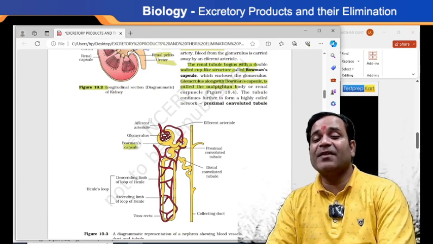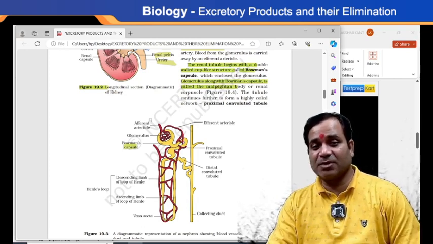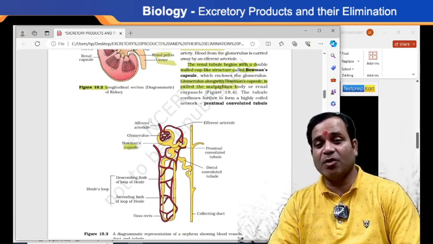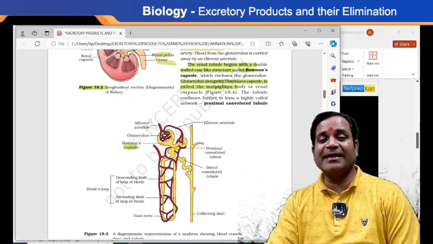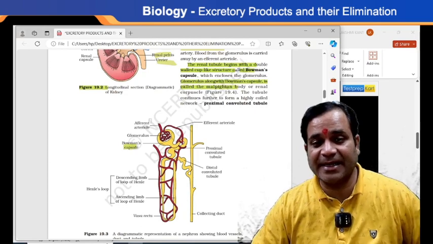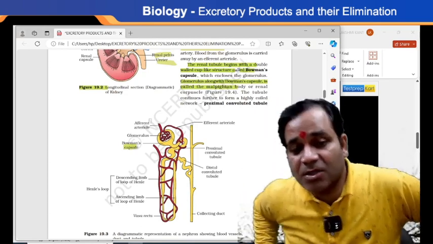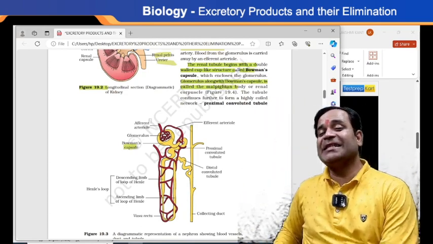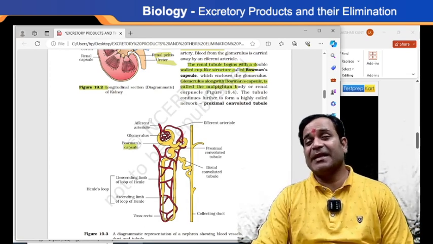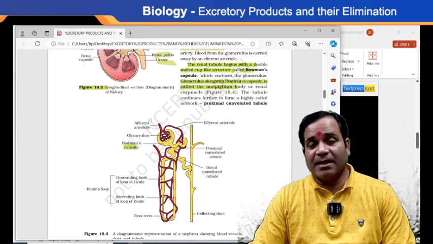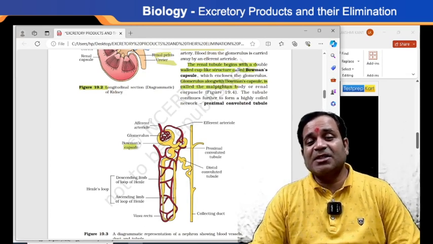Whatever filtration takes place in the Bowman's capsule is then passed via the loop of Henle. This loop contains two limbs: one is the ascending limb, the second one is what? The descending limb. And another tubule is also here, that is the DCT. DCT means what? Distal convoluted tubule.